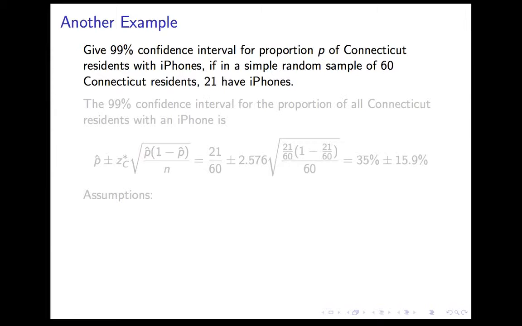Let's do another example. Give a 99% confidence interval for the proportion p of Connecticut residents with iPhones, if in a simple random sample of 60 Connecticut residents, 21 had iPhones.